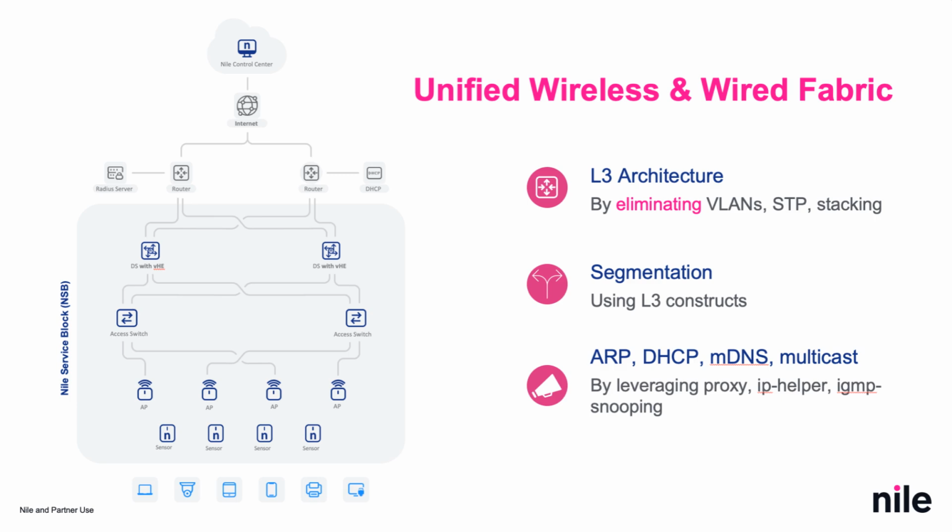Beyond simplifying the network, Nile enhances application performance. Automated quality of service ensures critical applications get prioritized, and traffic is tagged for end-to-end QoS enforcement by upstream routers. With this innovative Layer 3 approach, Nile eliminates traditional networking bottlenecks, removes manual configurations, and delivers a scalable, secure, and fully automated network experience.